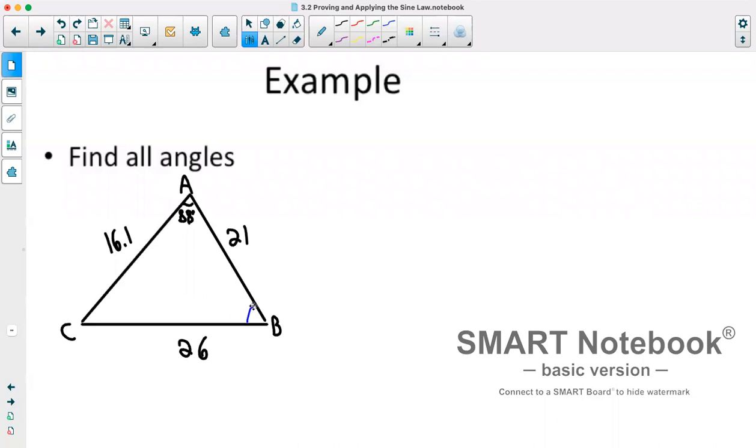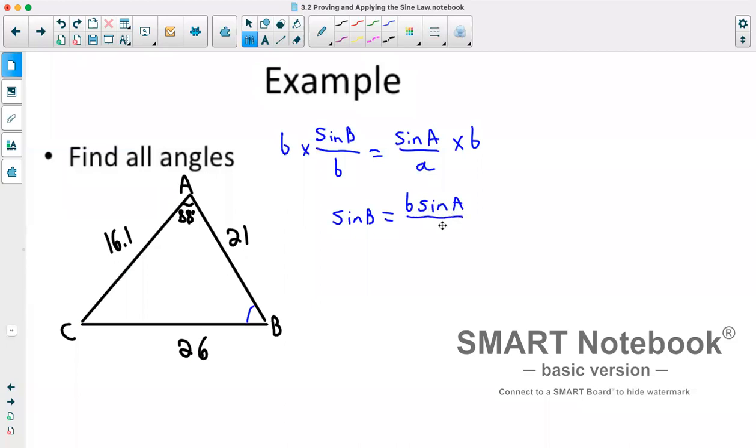Now, because we're solving for an angle, I'd start with the equation as sine in the numerator. So sine B over b equals, we have our values for A, so use sine of A over a. Now we want to get sine B on its own, so we'll multiply both sides by b. So that gives us sine of B is equal to side length b, sine of angle A over side length a.